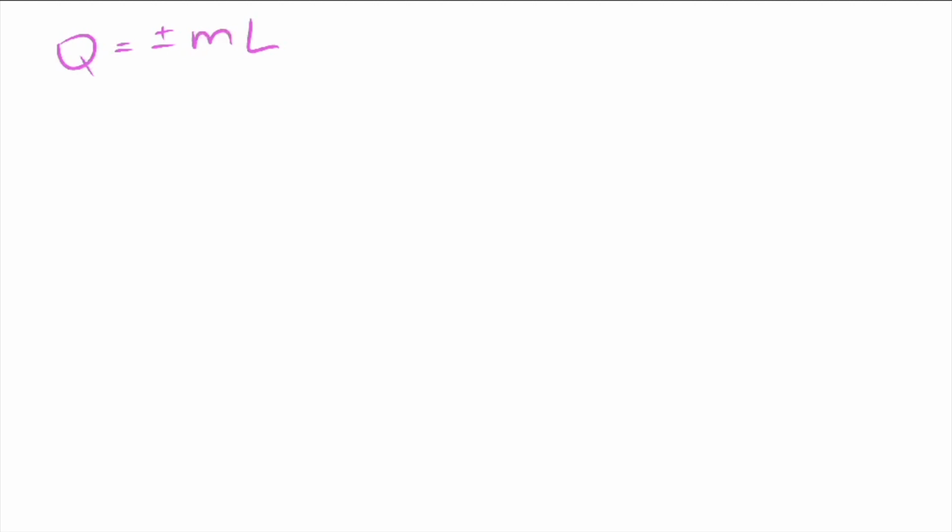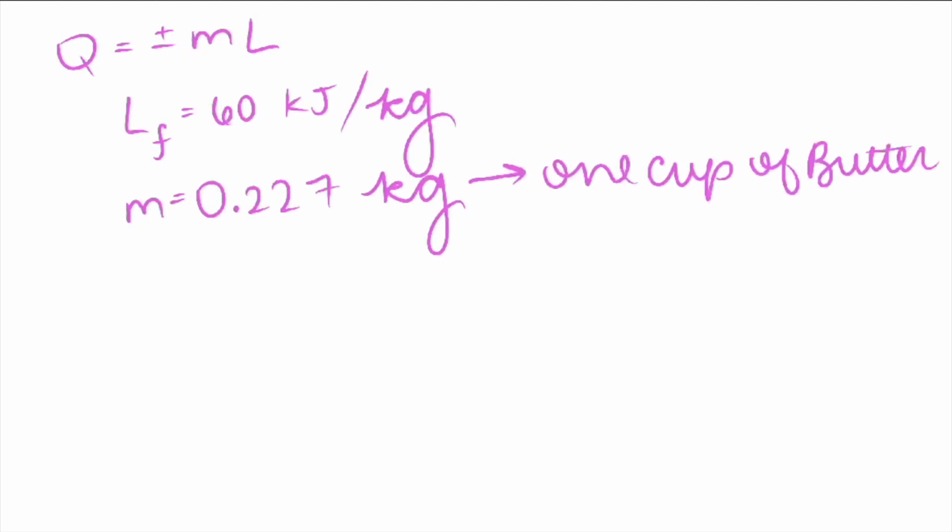So the mass of our butter is 227 grams, which is 0.227 kilograms, and that's for 1 cup of butter, which the recipe calls for. And then I looked it up and it said that the latent heat of fusion for butter is 60 kilojoules per kilogram.